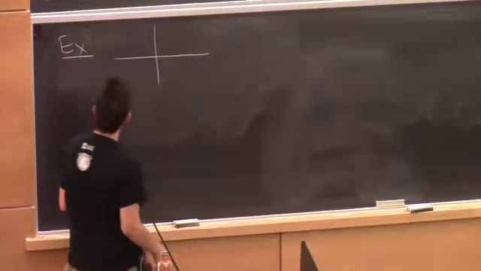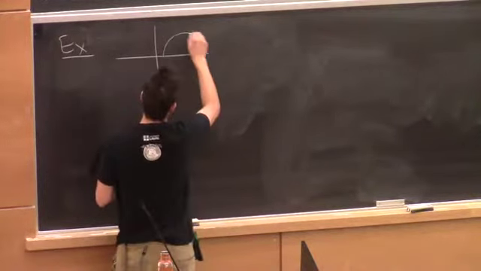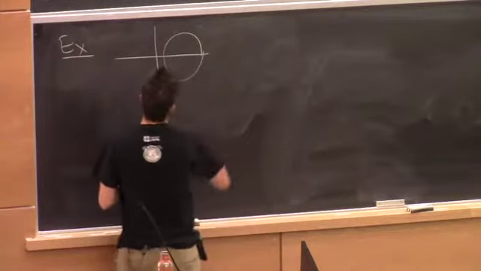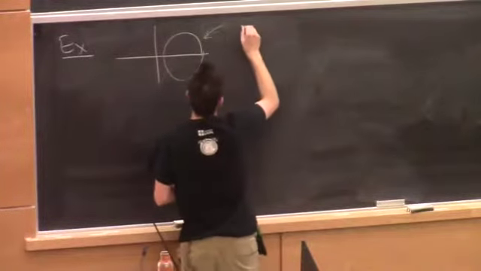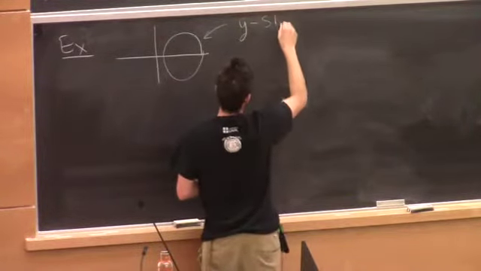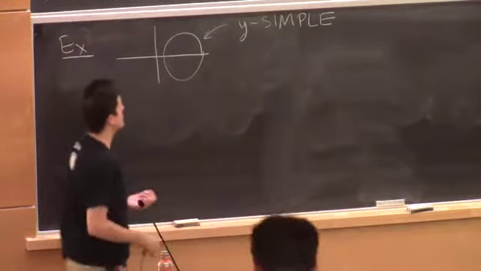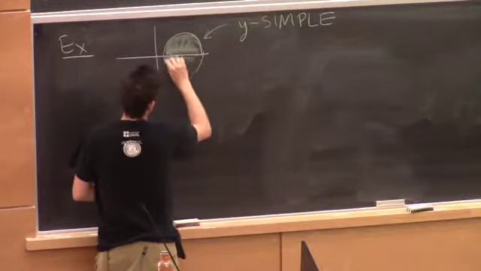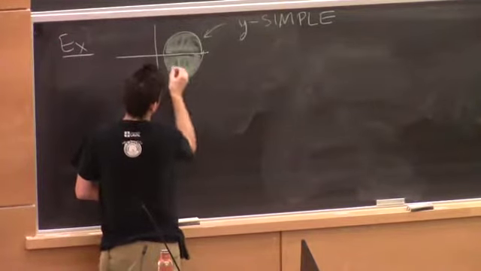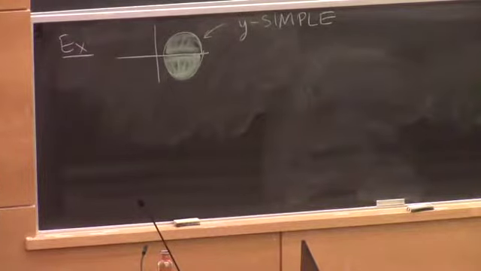So we want some graph that bounds our region. Okay, so let's take something like this. Yeah, so this is y-simple. Right? I believe that that upper curve is continuous. I believe the lower curve is continuous. So we're y-simple. Okay.